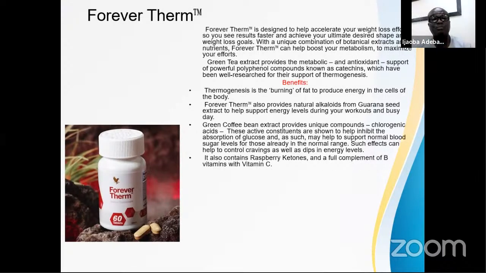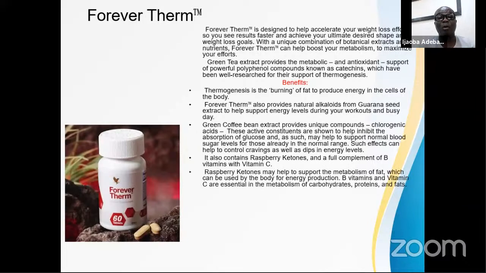It also contains raspberry ketones, a full complement of B vitamins and vitamin C that we need for proper metabolism of fats, especially metabolism of fat, which can be used by the body for energy. Awesome product has been packaged in it.